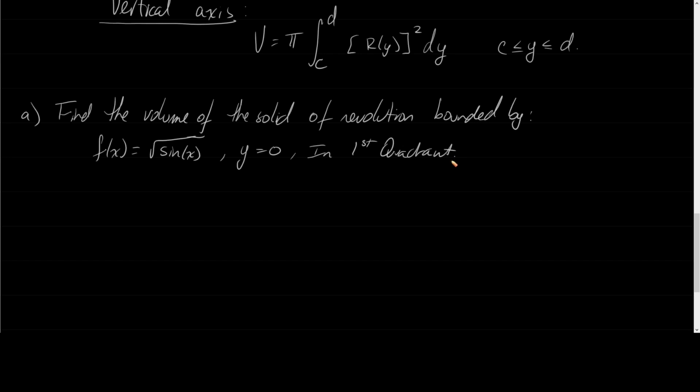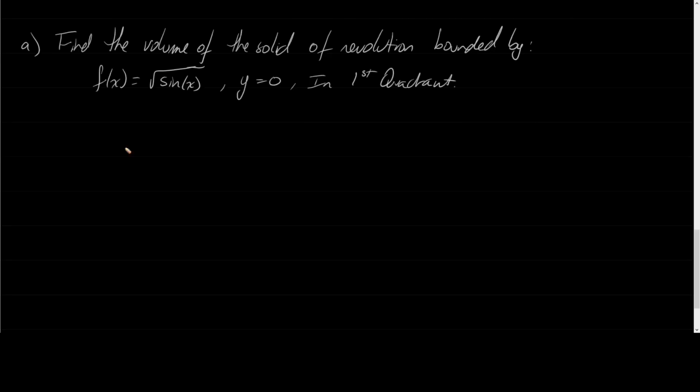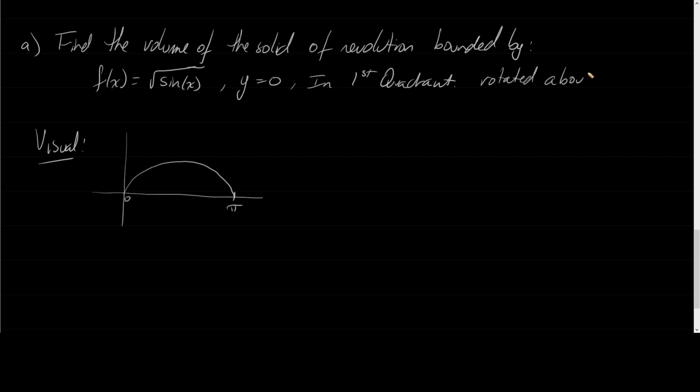So let's see what we get here. Let me show you the graph of this. Here, this is the visual. We've got the square root of sine of x looks like this. Here, this is pi, this is 0, and I should say about what axis we're rotating. So rotated about the x-axis. Our axis of rotation is just the x-axis. So this is the region that we're working in.